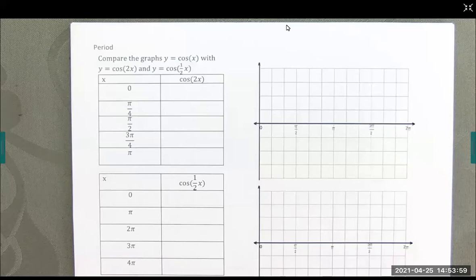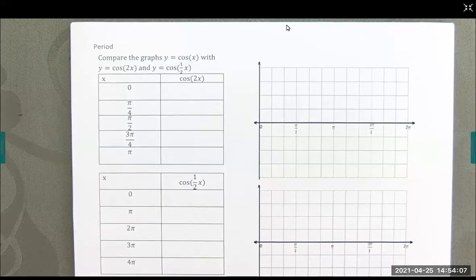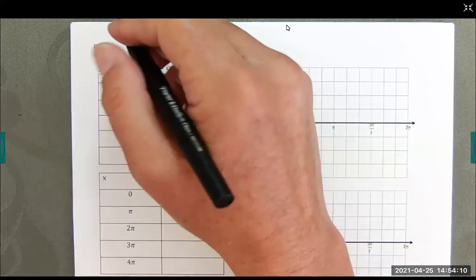Welcome back, everybody. This is the second part in a 5-part series on how to graph trigonometric functions. We're going to go ahead and tackle the idea of the period, which is also called the cycle.